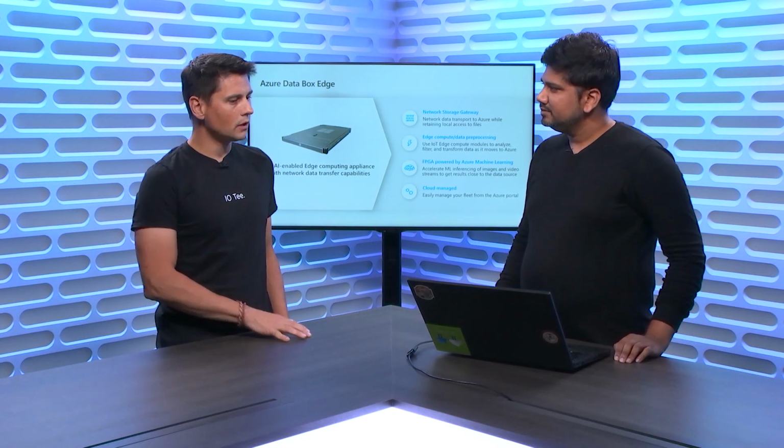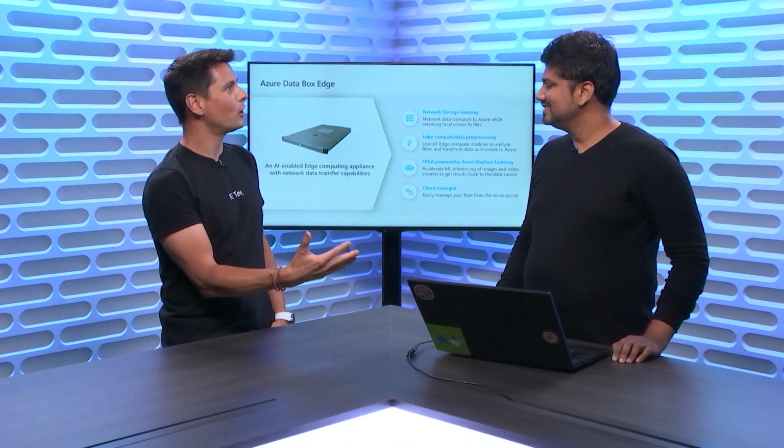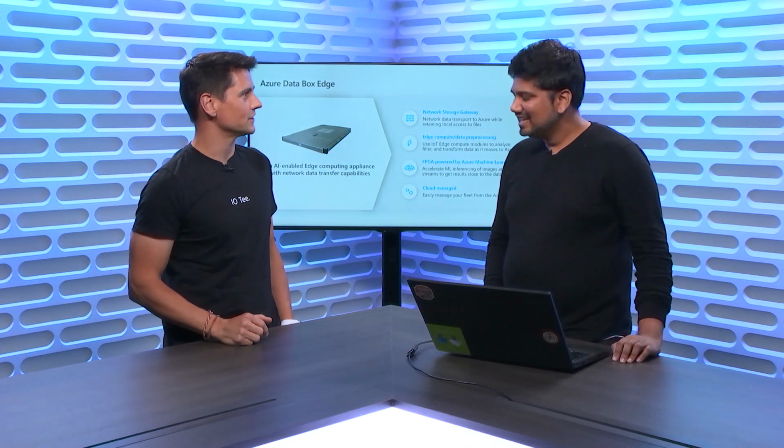Okay. Before we talk about intelligence at the edge and the capabilities the device provides to accelerate machine learning algorithms, just before jumping into that, how do I, as a customer, get it? Do I buy it? Do I rent it? What is the model for me to be able to use Data Box Edge? Actually, it's a renting model. So Microsoft owns the device.